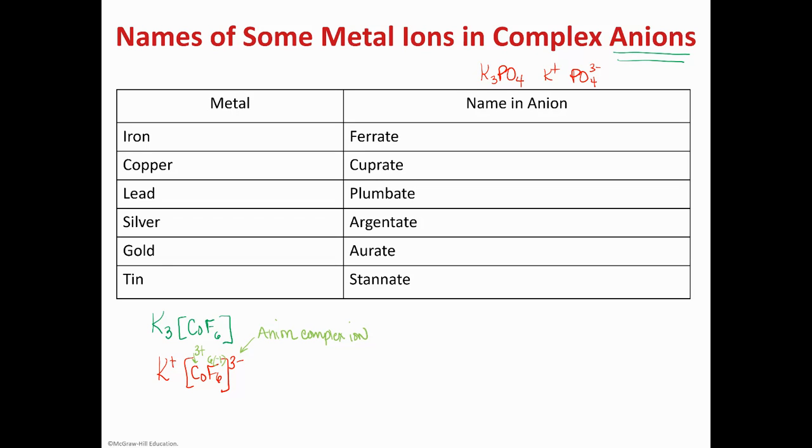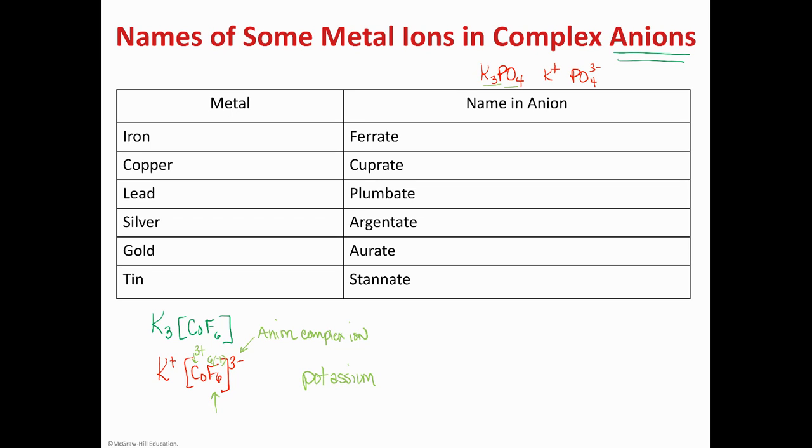And the naming will follow in the following way. This is still a potassium salt, like potassium phosphate. So this would be potassium. There is no prefix to say that it is 3 of them, just like we would not say tripotassium phosphate, right? We just say potassium phosphate. So this is potassium.